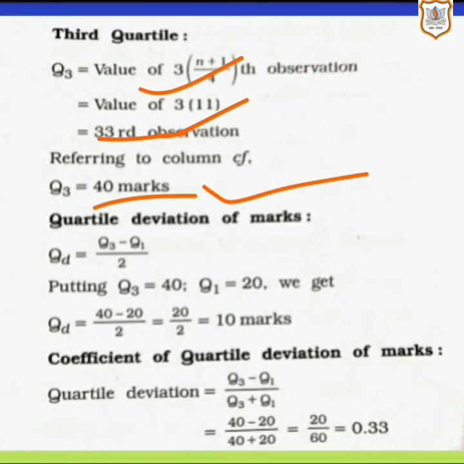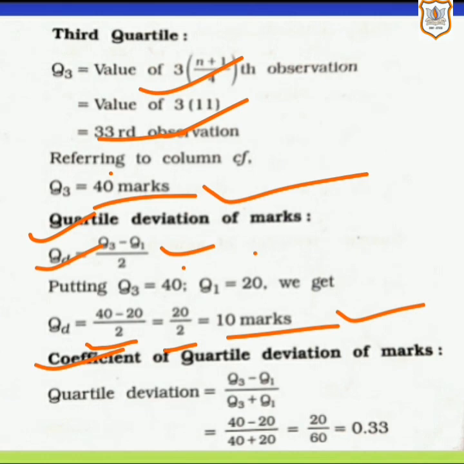Now we'll find QD and coefficient of QD. The formula for QD is Q3 minus Q1 divided by 2. So Q3 is 40 and Q1 is 20. So 40 minus 20 divided by 2 is 20 upon 2, and that is 10 marks. So QD is 10. Now the formula for coefficient of quartile deviation is Q3 minus Q1 upon Q3 plus Q1. That means 40 minus 20 upon 40 plus 20, that gives you 20 divided by 60, and 20 divided by 60 is 0.33.